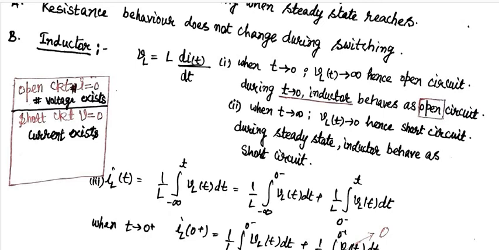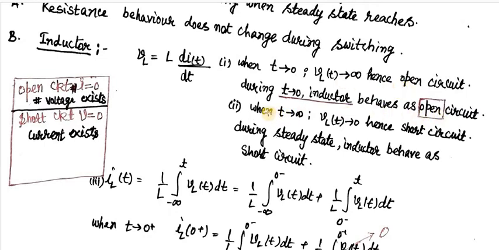In an inductor, the condition is VL equal to L di by dt. So when t tends to 0, that is dt tends to 0, V tends to infinity. Hence it will behave like an open circuit. V tending to infinity means voltage exists in the circuit, and voltage exists when the circuit is open. So in that condition, the inductor behaves as an open circuit.